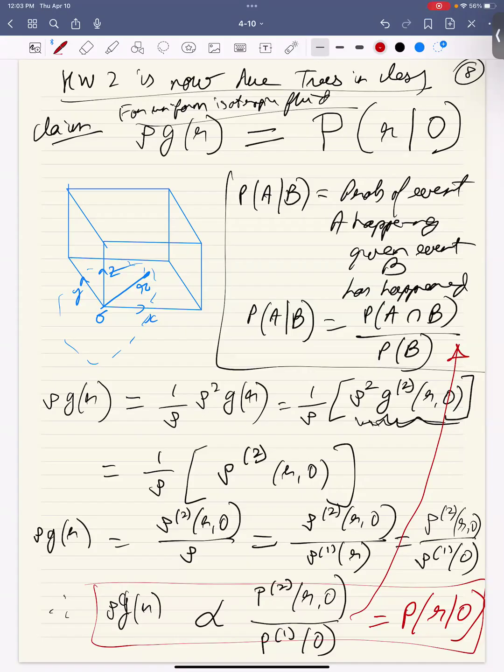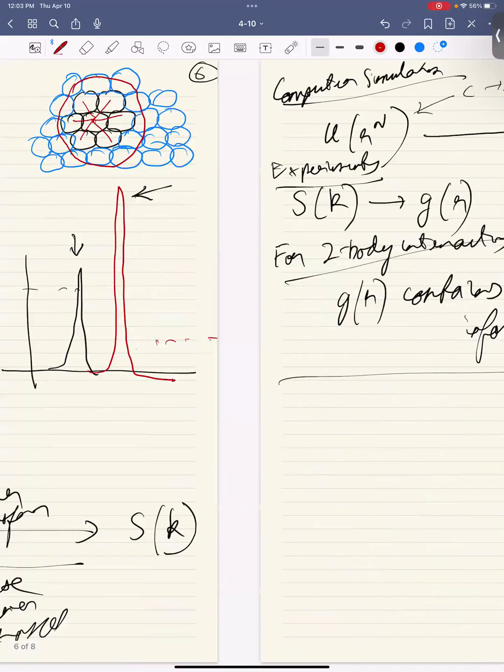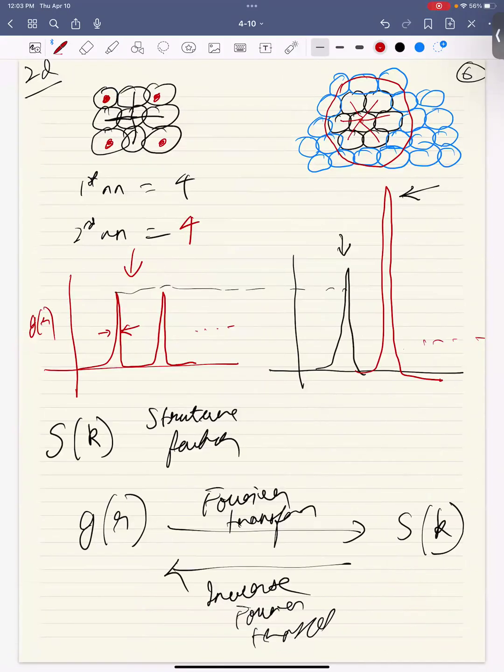So rho g of r is the conditional probability, and that explains why rho g of r is so powerful. What is scattering? Scattering is the same idea, right? You bounce things and you see what is the probability of finding something elsewhere. And that tells you, if something is here, what is the probability of something else being there. That's what scattering measures. That's why these things are so connected.